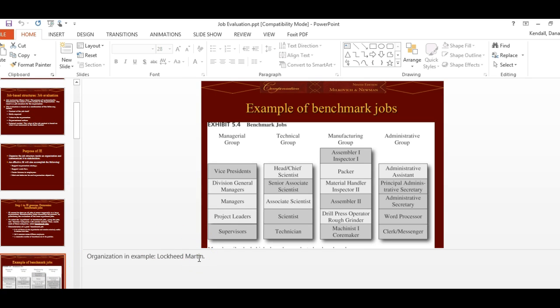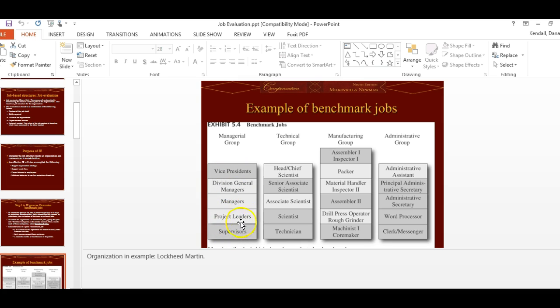Okay, so here's an example. I think the organization is Lockheed Martin, and again, this is an example from this book, Compensation by Milkovich and Newman, and they show this little diagram here with these different classifications. In the org, first we have the managerial group here on the left, and we are going to pick the benchmark jobs, VPs and supervisors. Now notice we have other categories here, but we are going to save them for later. We're not going to include them in the benchmark jobs.